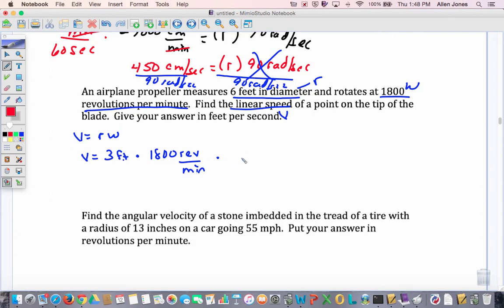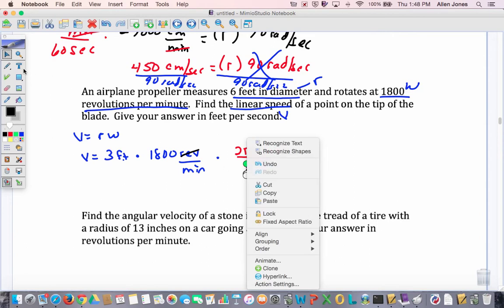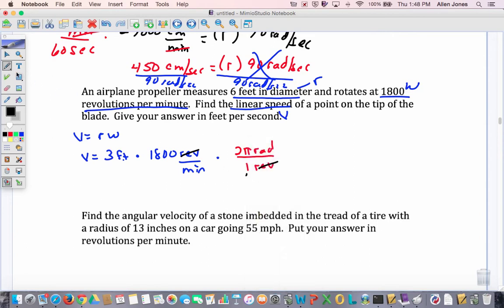First thing to note is we have a label of feet being multiplied by revolutions. We can't multiply feet by revolutions, so we're going to change those revolutions over to radians by canceling out the label of revolutions and changing to radians. There are 2 pi radians in 1 revolution. That will cancel our label of revolutions.